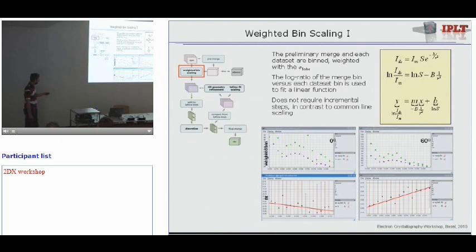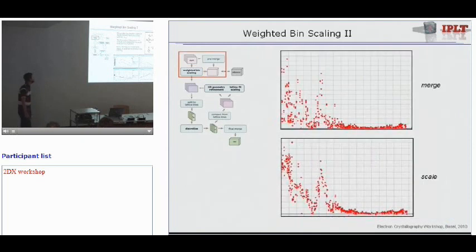So here in the top plot you see the data of the weighted bins, data set versus the merge. Then here you see the linear fit using the log ratio. And this linear fit gives us two parameters for the scaling. One is a linear scaling, and the other one is a B factor. And this should then put all the data sets on the same scale.